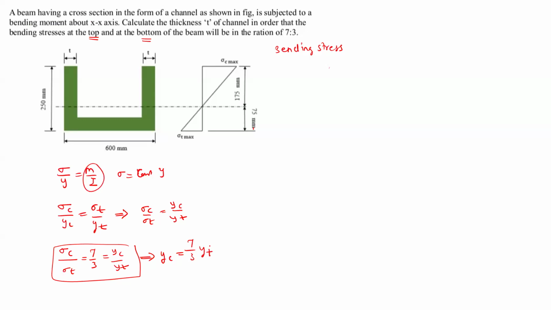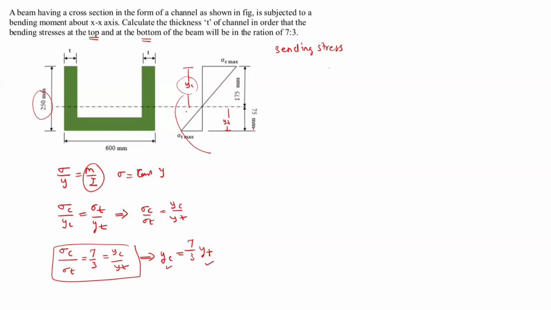Now, YC, if you see, this distance is YC and this distance is obviously YT. Now, here there are two unknown factors. Can we convert it into a single factor? Yes, we can. How? What will be the value of YC? The total distance is 250. So can we say 250 minus YT is YC?